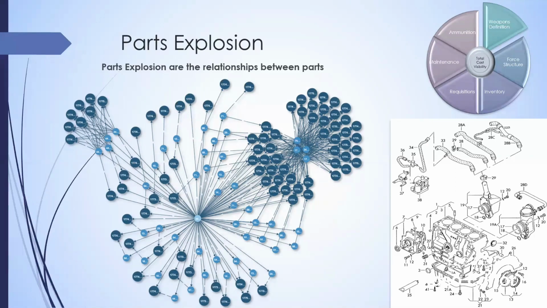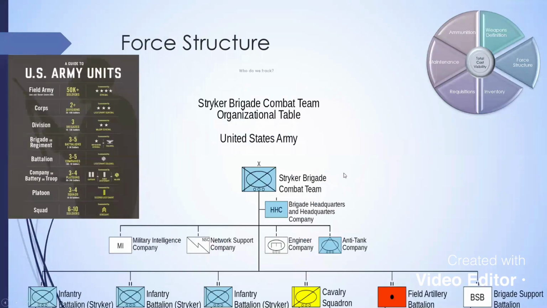We track that per month. Moving to the next portion of our circle is force structure. This is a typical example of how the Army is structured, from field Army down to a squad. And as you go up or down this sliding scale, we have an example here of a Stryker team.